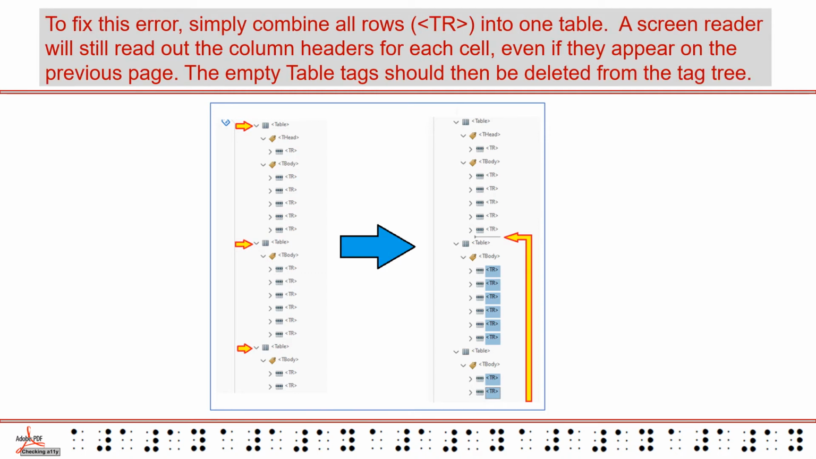To fix this error, simply combine all rows, TR, into one table. A screen reader will still read out the column headers for each cell, even if they appear on the previous page. The empty table tags should then be deleted from the tag tree.